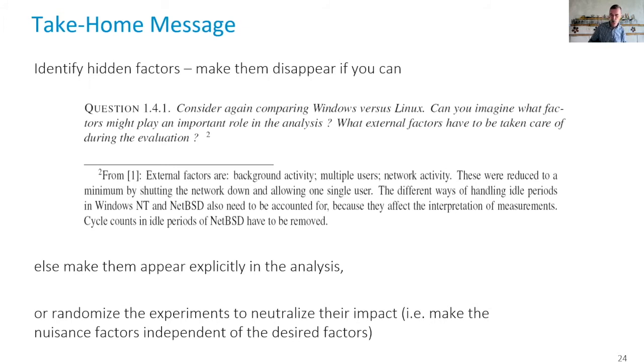And it's not that Windows would be better than Linux. It is simply that this specific program is better here. So those authors, for example, tried to eliminate all external factors by reducing background activity and network activity. So one radical measure is to make them disappear. Another measure is to make them appear explicitly in the analysis by evaluating them and their impact. Or if you can't, or if you don't want to do that, is to neutralize them by randomizing them, as we have said before, making them independent.